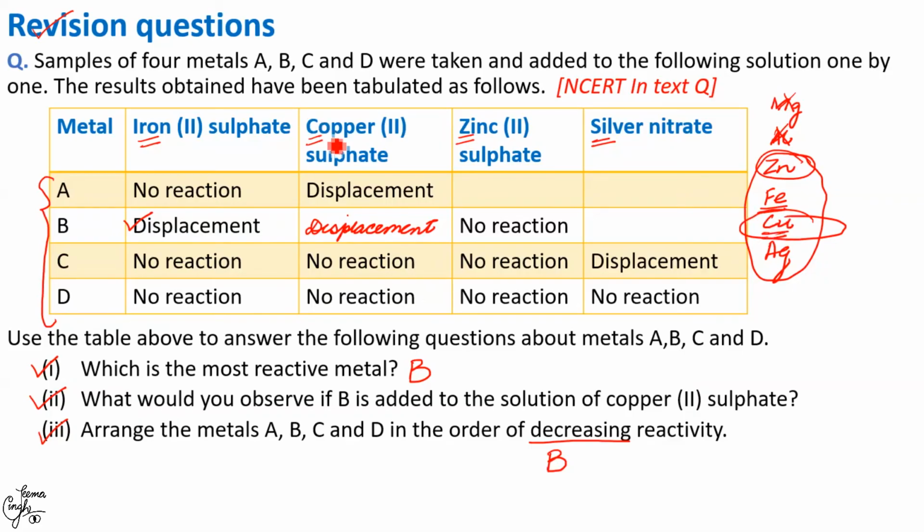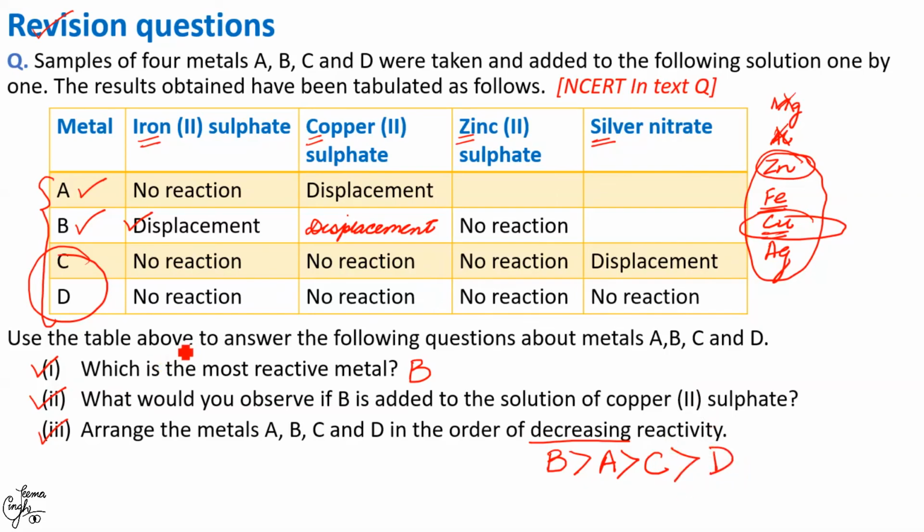Let's see. If you look at copper sulfate, A has been able to displace copper. B obviously will be able to displace copper. So after B, the next most reactive metal is A. Now we are left with C and D. C and D show no reaction with iron sulfate, no reaction with copper sulfate, and no reaction with zinc sulfate. But C displaces silver from its salt solution, whereas D still shows no reaction. So I can say C is the next most reactive metal, followed by D.